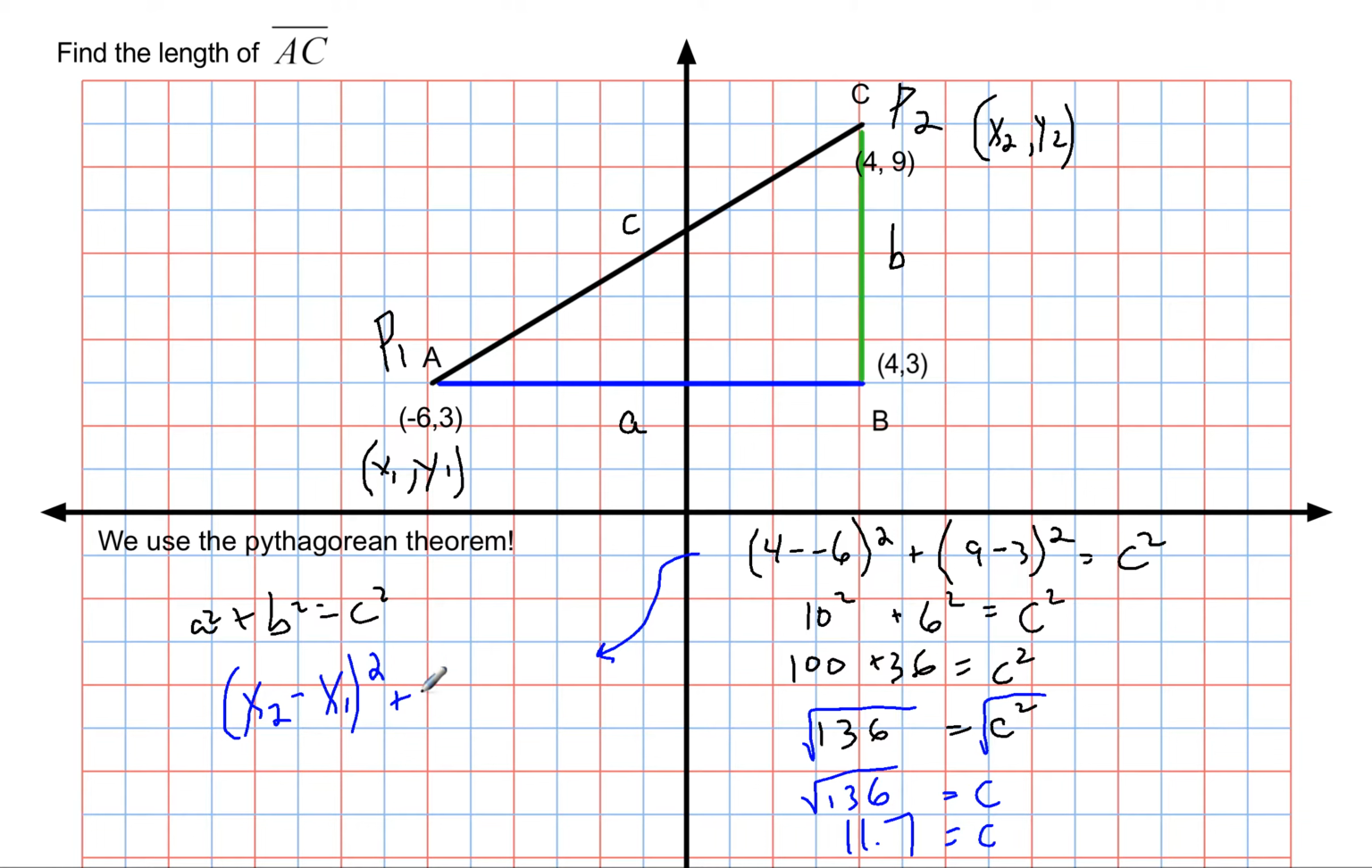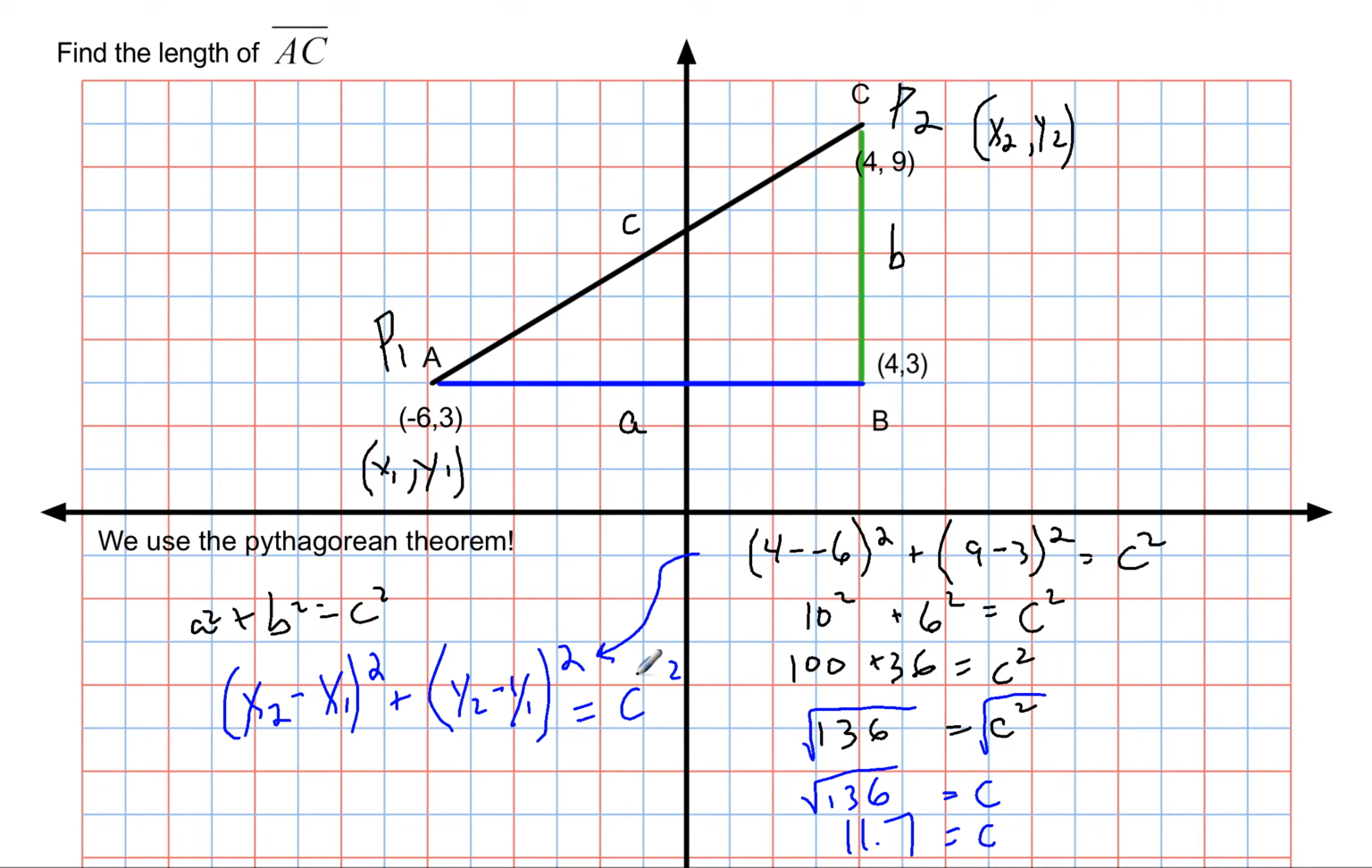To that, I added 9 minus 3. What is 9? 9 is y sub 2. So I took y sub 2 minus 3, which is y sub 1. Let's make that look like a y. I subtracted y sub 1. And what did I do again? I squared it. That's what the Pythagorean theorem says to do. That's what I did over here. And that is equal to c squared.